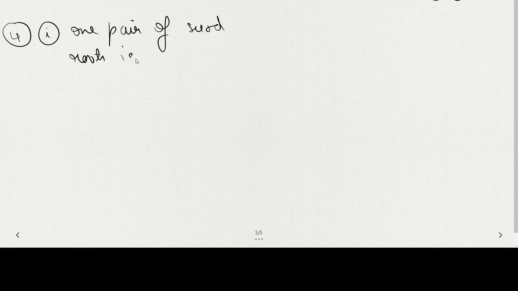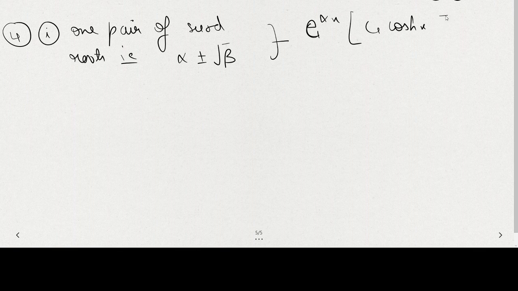Now the last one is if you have surd roots. If you have one pair of surd roots, that is alpha plus minus root beta, then you will write e^(alpha x) times (c1 cosh(x root beta) plus c2 sinh(x root beta)).